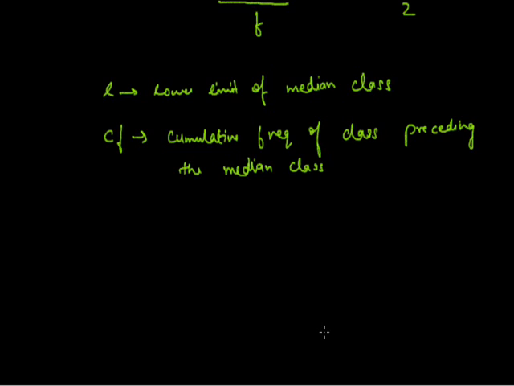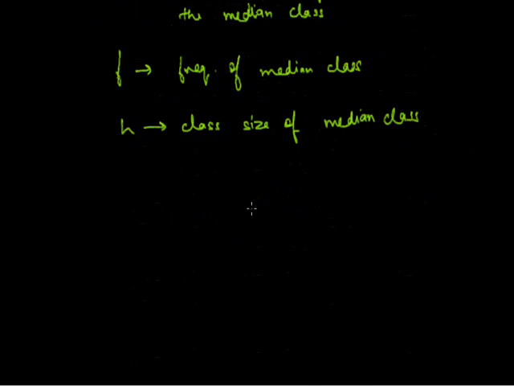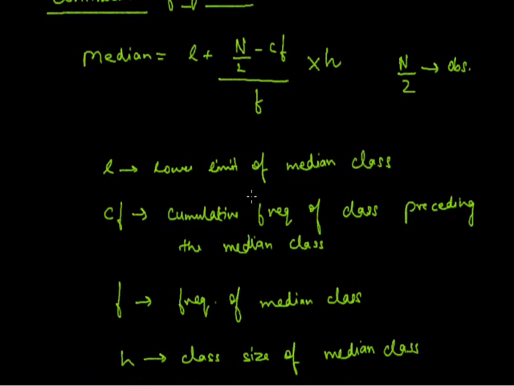So whatever class is there above the median class, we need to take the cumulative frequency up to that class. Now F is actually the frequency of the median class, and H is the class size of the median class. So we need to first find the median class, then only we'll be able to find all these things, that is L, CF, F and H.